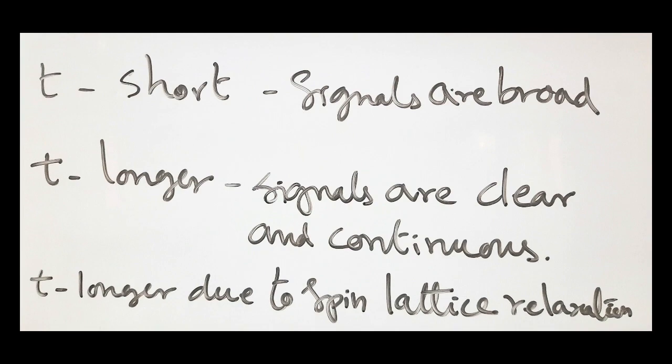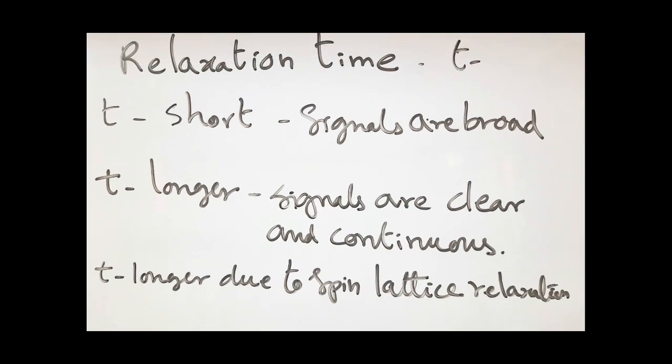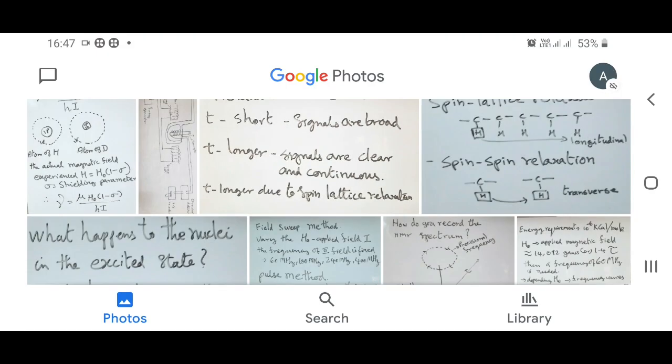See, if the nuclei undergoes relaxation, I told you there are two ways. One is spin-lattice relaxation and another one is spin-spin relaxation. Out of the two, the spin-lattice relaxation process takes longer time. So, if the spin-lattice relaxation is longer, then the relaxation time is longer. The nuclei spends sufficient time in the excited state and then returns to the ground state. Because of that, we are getting a signal. So, this is about the relaxation time in NMR spectroscopy.